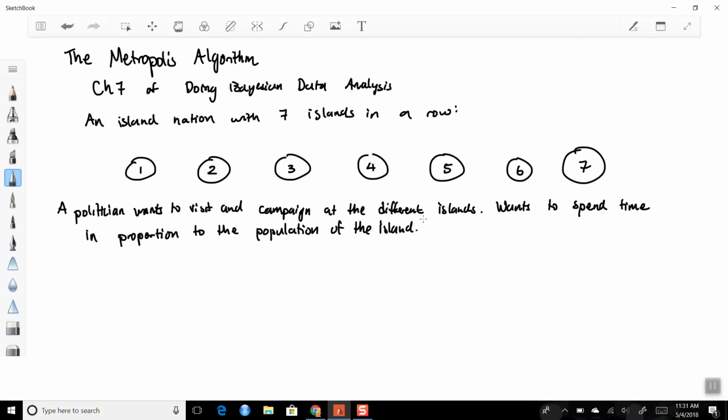All right, and in our contrived example, just to make sure we can do this, we're going to say the politician does not know the population of all the islands, okay?